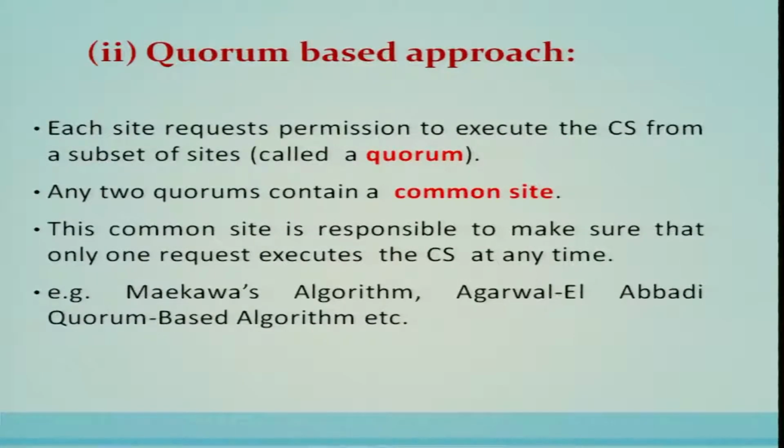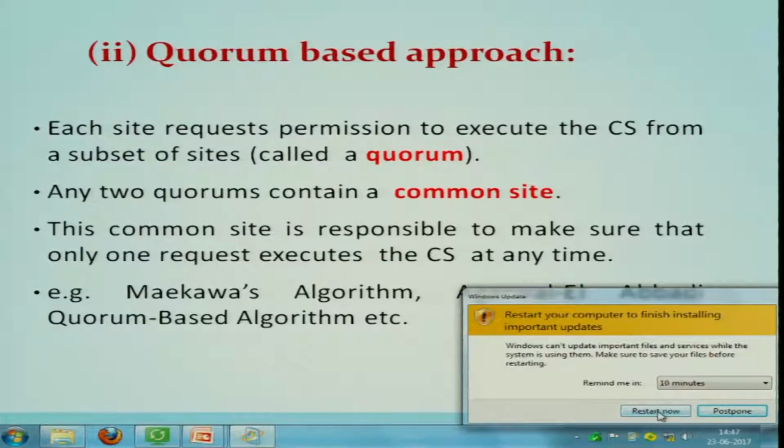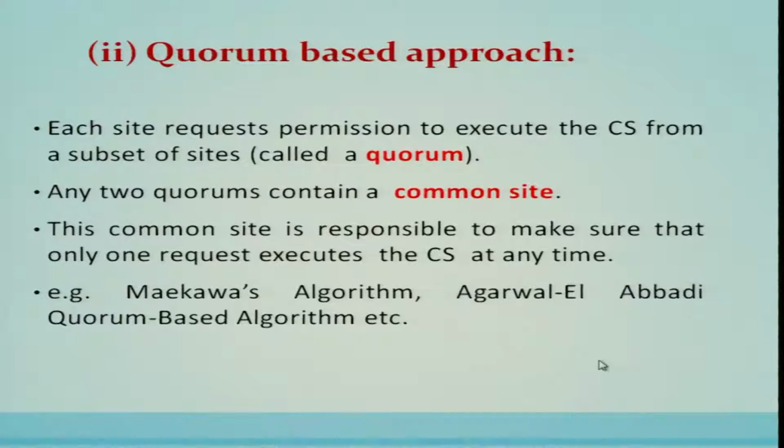Quorum based approach. Each site requests permission to execute the critical section from only a subset of sites, not all the sites, and that subset of sites is called a quorum. Any two quorums contain a common site. This common site is responsible for making sure that only one request executes the critical section at any time. For example, Maekawa's algorithm and Agrawala's algorithm are quorum based algorithms which we are going to cover.